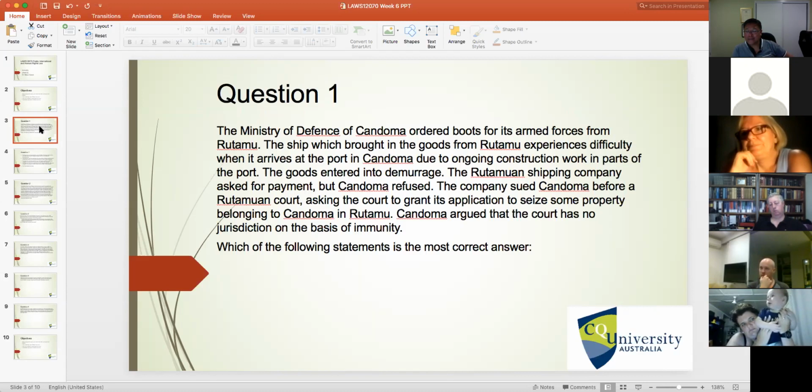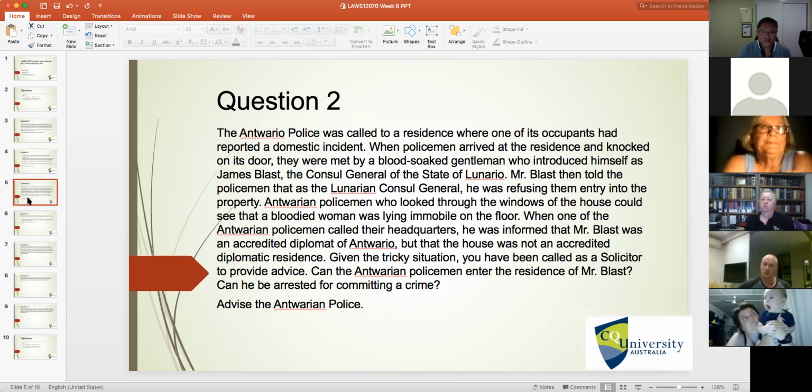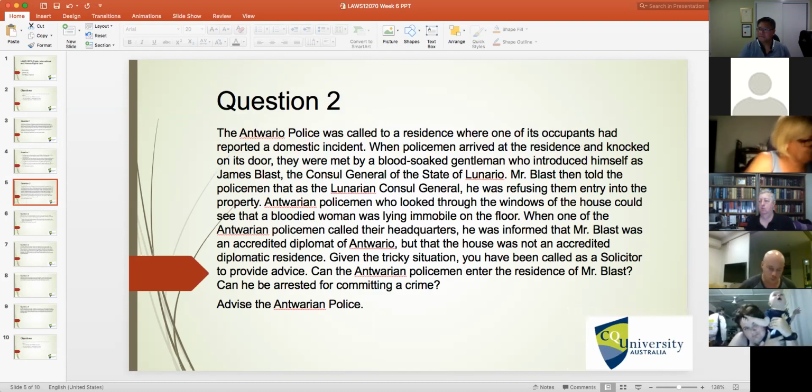Okay. There's a second point. I've got a second question too, which goes into this particular question. We're talking about immunity of diplomats and consular officers. So can we just go to question 2? Can I get somebody to read question 2 for us? Question 2. I'll give it a go.